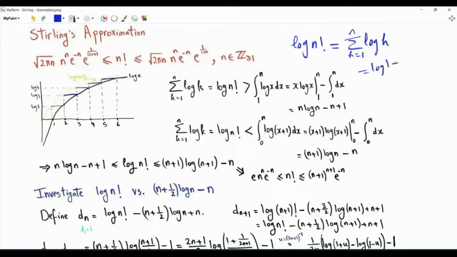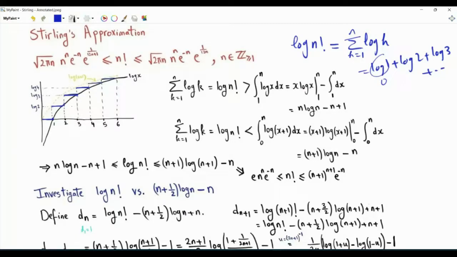So this is log 1 plus log 2 plus log 3 and so on. And log 1, of course, is equal to 0. So here, this is log 1, which is 0. This is log 2. This is log 3. This is log 4, and so on. And the curve passing through these points is the curve log x.